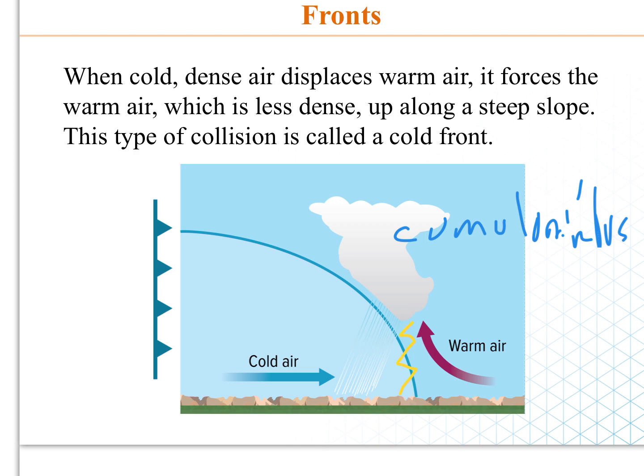All right. Now, go ahead and take a second and fill in what it says in those notes so that you understand, right? When cold, dense air displaces, meaning forcing upward, warm air. It forces the warm air, which is less dense, up along a steep slope. And that's what I said was the bulldozer, the steep slope. Think about a bulldozer coming in. That's almost a completely flat, almost 90 degrees panel that pushes soil. So here we have this sharp angle that's forcing the warm air up and out.